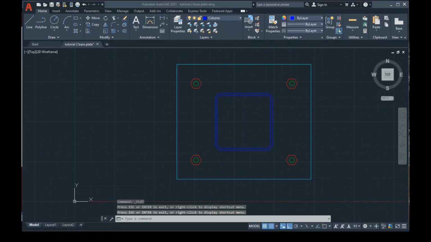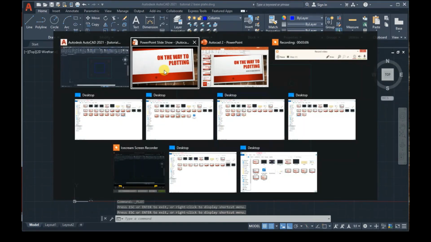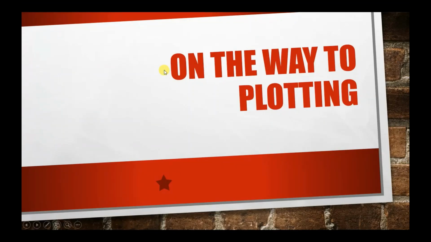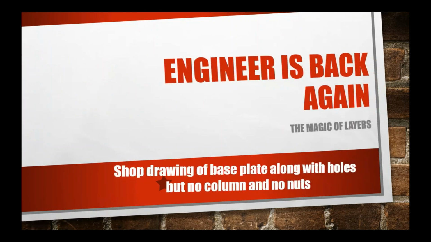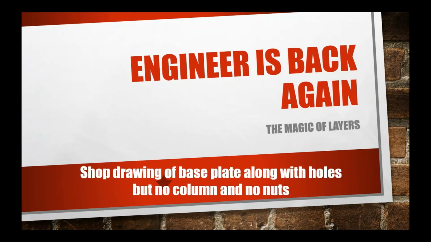Now, when we did the plotting, our engineer is back again with some new exciting opportunities. Now here comes the magic of layers we'll talk about. It says that I need the shop drawing of base plate along with holes, but no columns and no nuts. So he needs the design, no columns, no nuts, only the base plate with holes.